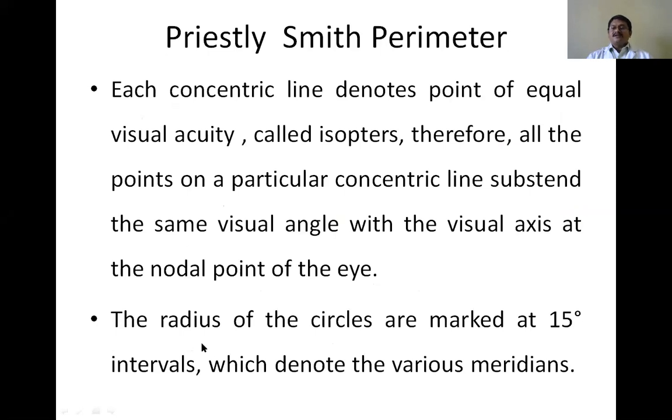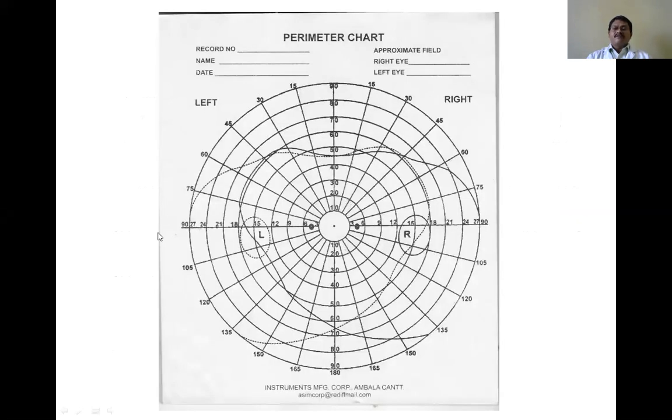The radius of the circle is marked at 15 degree intervals, denoting the various meridians. Each meridian is 15 degrees. We have the 15 degree meridians from here: 90, 75, 60, 45, like that 15, 0, 15 again coming to the 90. This is how it is marked as 90, and these are the meridians. The circles from here 10, 20, 30, 40. These are the isopters, these are the meridians.